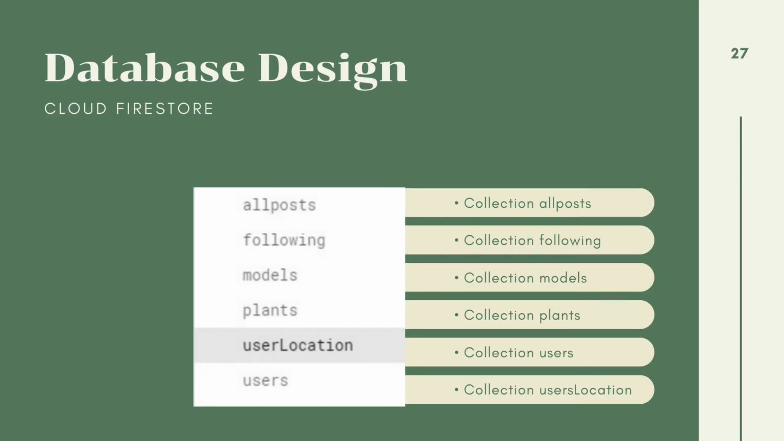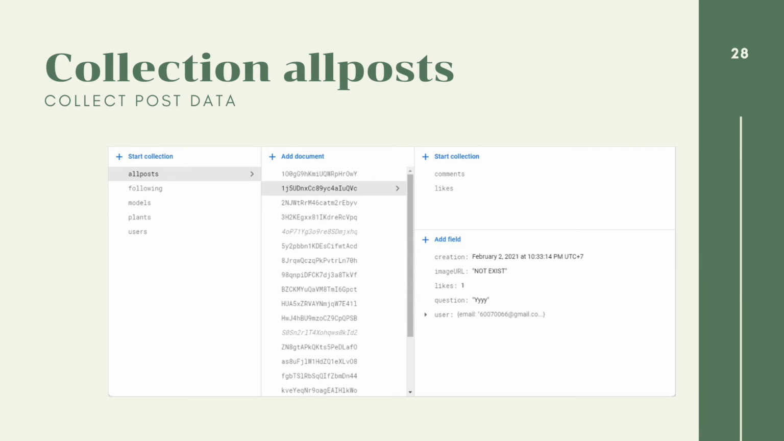Database design. Inside Cloud Firestore, we store 6 collections: 1, collection post; 2, collection following; 3, collection model; 4, collection plant; 5, collection user; 6, collection user location. Today we present only 3 collections. Collection post keeps all question data.